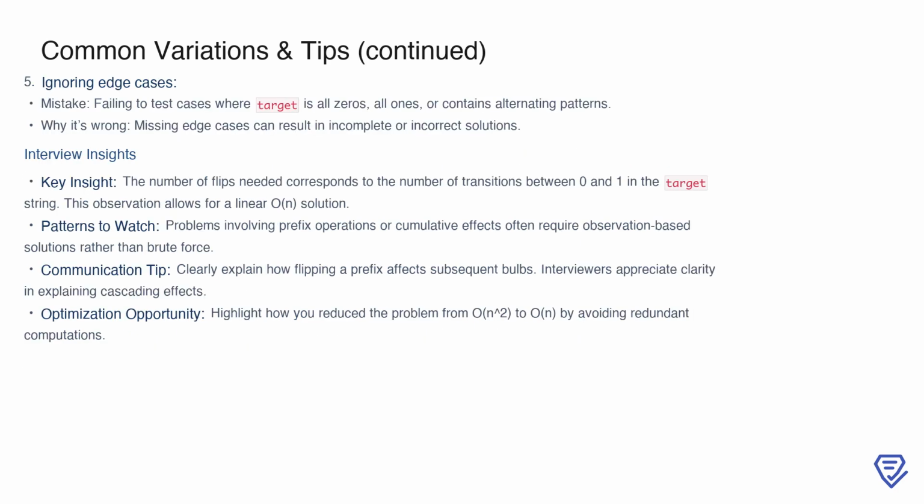Neglecting edge cases is another mistake that can lead to incomplete solutions. For instance, failing to test scenarios like a target string of all zeros, all ones, or alternating patterns may leave your solution untested for critical inputs.